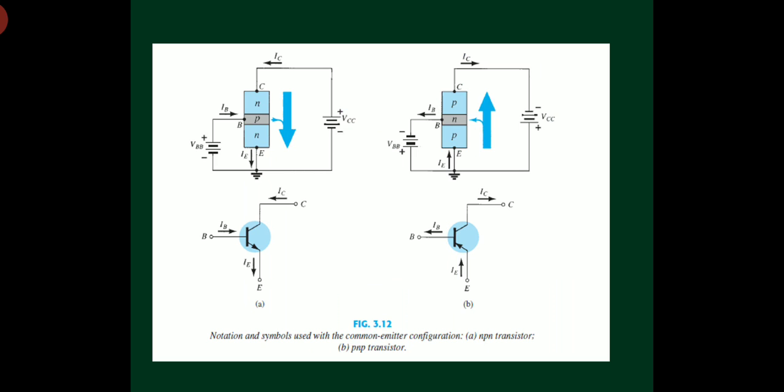So as I said, now the emitter is grounded and we have to make the input junction forward biased and the output junction reverse biased, so that the n-type base is connected to the negative terminal of battery VBB. Here I am using double subscript notation.